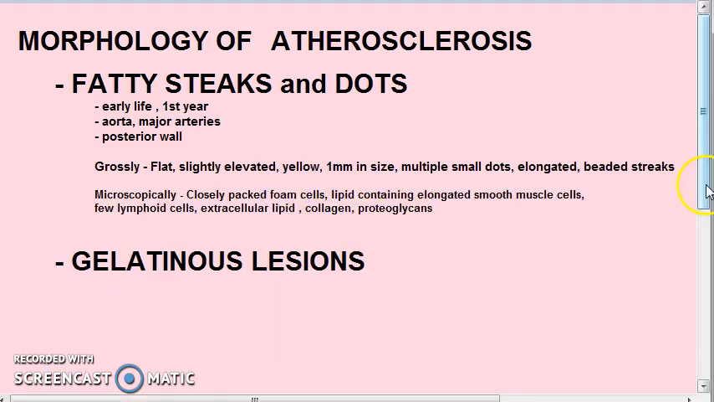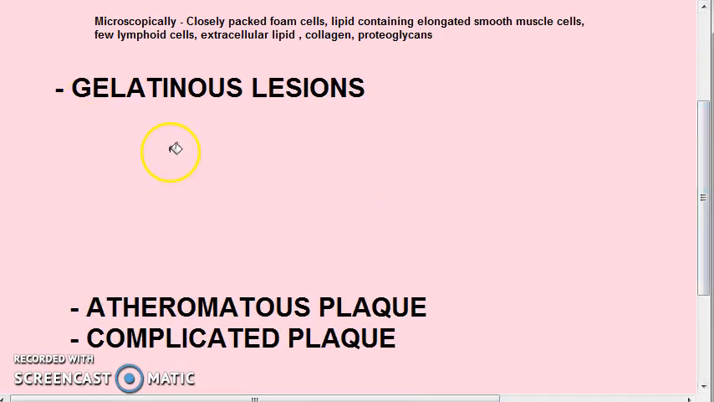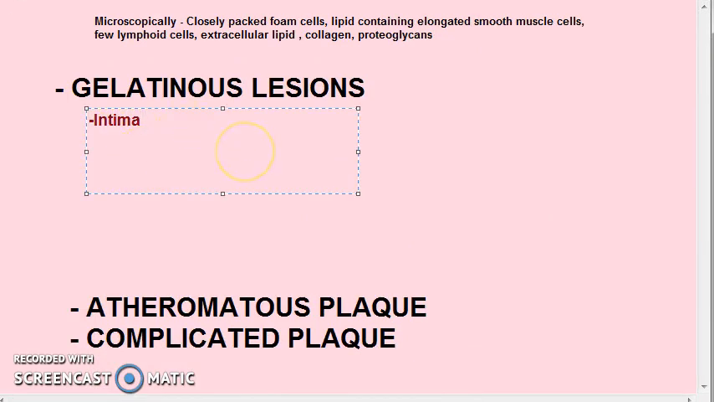Okay, now we are moving on to the gelatinous lesions. Here gelatinous lesions develop in the intima of the aorta, and major arteries, same thing. They develop again in the first few months of life, similar to the fatty streaks. Like fatty streaks, they can become the precursor of plaques.